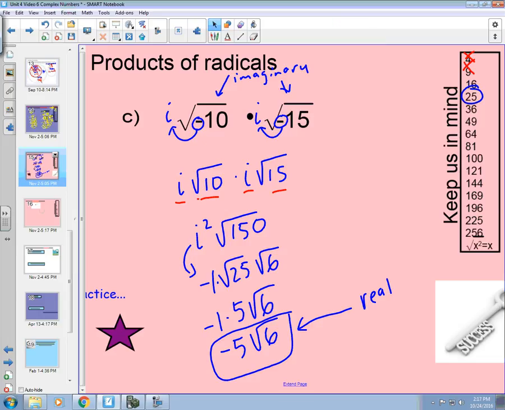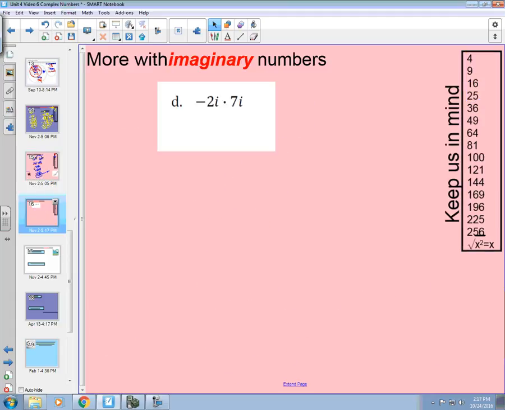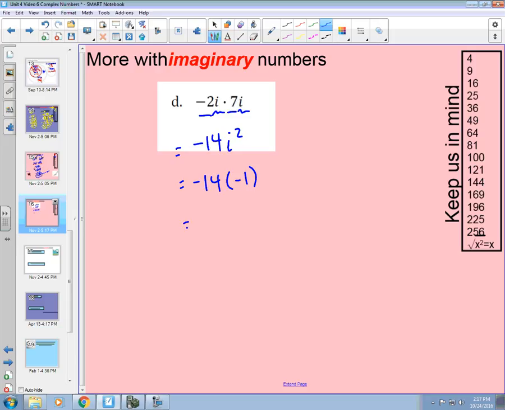Let's look at another one similar to this. -2i times 7i. All right, same thing. It looks like two imaginary numbers. Last time when we multiplied two imaginaries, we got a real answer. Let's see if that happens again. We multiply these two numbers, we get -14. I times I, that's I squared. What do we know about I squared again? We know it's the same as -1. Well, -14 times -1 is +14. A real answer. So anytime you multiply imaginary numbers by imaginary numbers, you get a real solution.